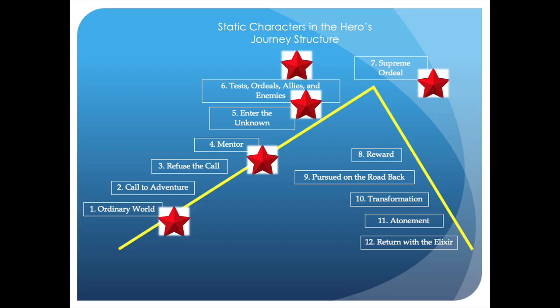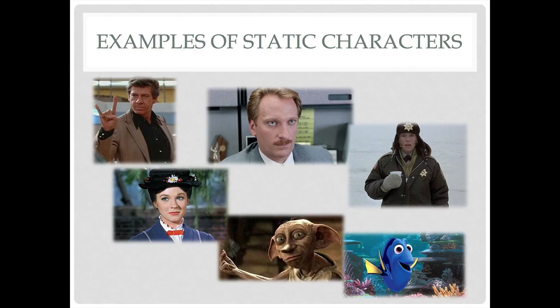And so you can see visually where static characters tend to show up in the hero's journey. They could certainly start off in the ordinary world as a sidekick to our protagonist or our hero. They could enter the journey later in step 4 as the mentor. Perhaps they enter around stage 6 where they are an obstacle that the hero needs to fight against. Or perhaps they are the greatest force that the protagonist needs to fight against in stage 7. So let's take a minute and look at some examples of static characters.